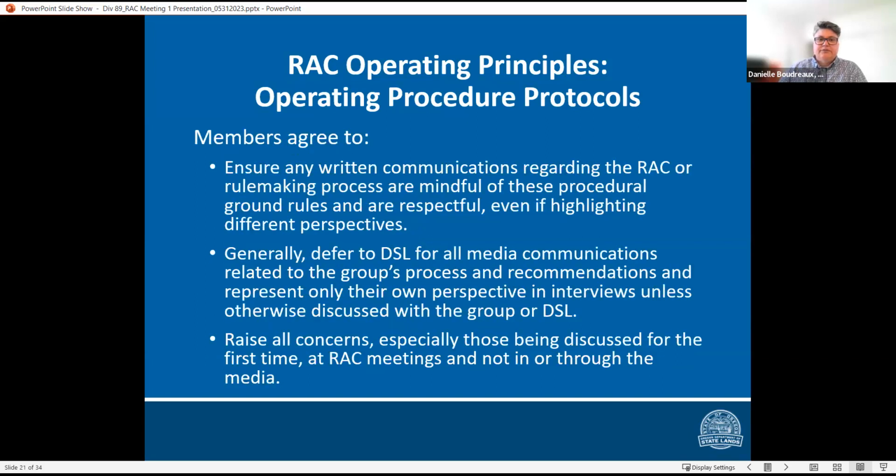Members also agree to ensure any written communications regarding the RAC or rulemaking process are mindful of these procedural ground rules and are respectful, even if highlighting different perspectives. Generally, defer to DSL for all media communications related to the group's process and recommendations, and represent only their own perspective in interviews unless otherwise discussed with the group or DSL. And raise all concerns, especially those being discussed for the first time at RAC meetings, not in or through the media.